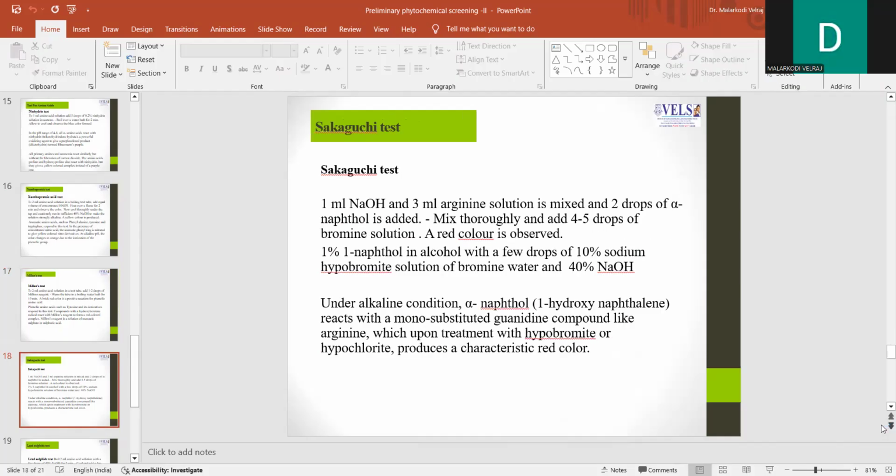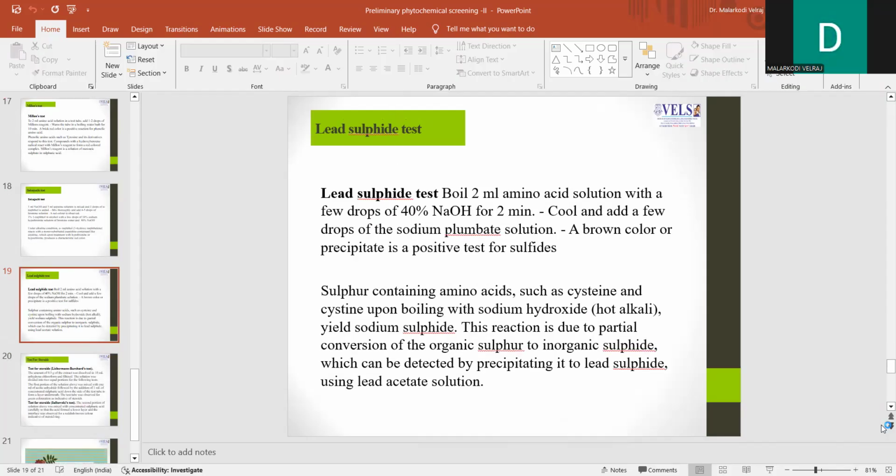Next test is the Sakaguchi test. To 1 ml of sodium hydroxide, add 3 ml of arginine solution mixed with 2 drops of alpha naphthol. Mix thoroughly and add 4 to 5 drops of bromine solution. A red color will be observed. 1% alpha naphthol in alcohol with a few drops of 10% sodium hypobromite solution or bromine water and 40% sodium hydroxide is the Sakaguchi reaction. Under alkaline condition, alpha naphthol reacts with mono-substituted guanidine compounds like arginine, which upon treatment with hypobromite or hypochlorite produces a characteristic red color.